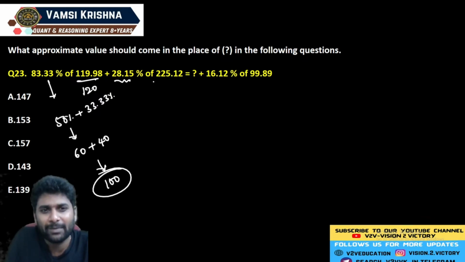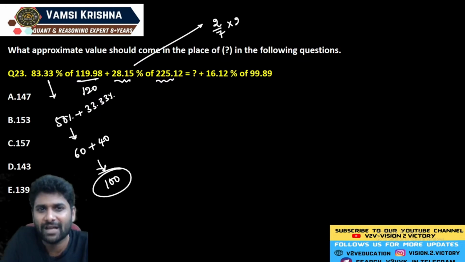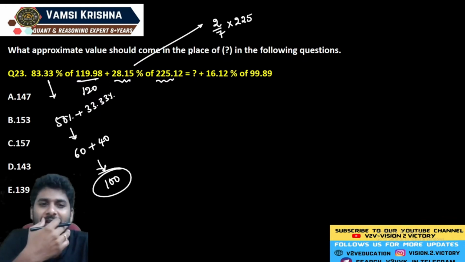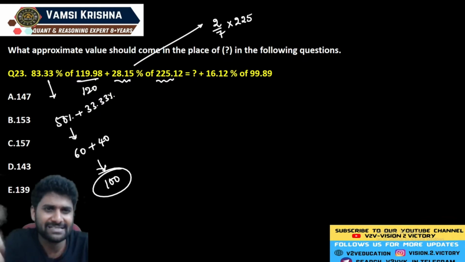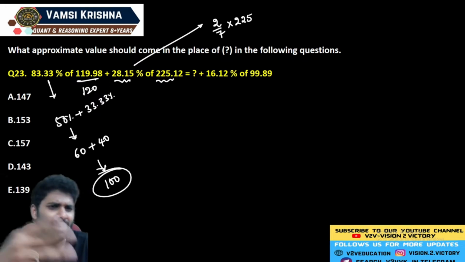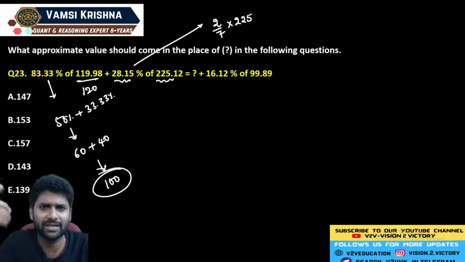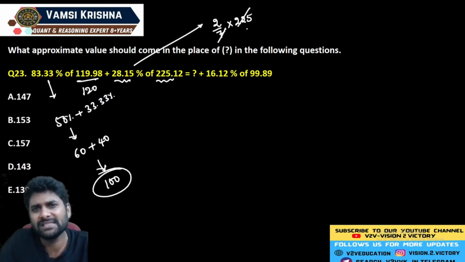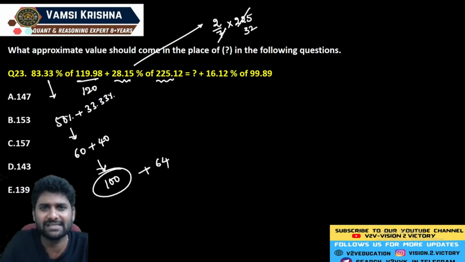Now 28.15 percentage of 225. Guys, see, 28.15. You can take 2 by 7th of this value, 225 or 6. Anything is okay, guys. Now see, why? Because 2 by 7th value is equal to 28.56. So 28.15, we are doing the approximation, right? You can take in this way. So here see, 7 threes are, 7 twos are, so 32 twos are 64. You can take it as 64.